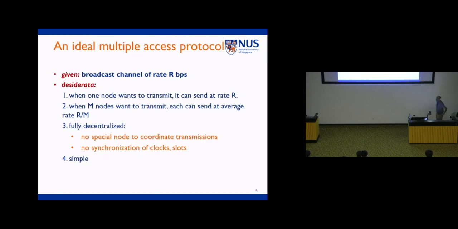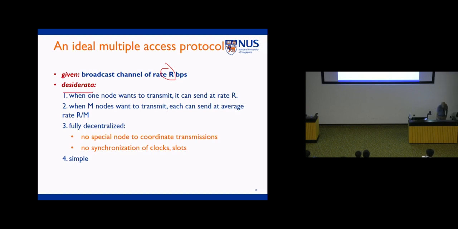Okay. So now let's come to what we want. You are the designer for this multiple access MAC protocol. What should be your goal? What should be your design objective? So let's say the channel can support a rate of R bits per second. It has some maximum data rate. So these are things that I would like in my protocol.